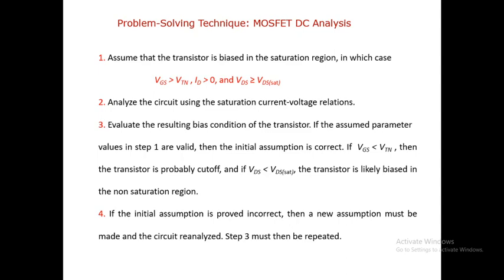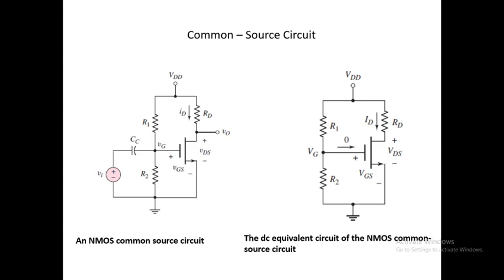So analyze this circuit, and step 3 must be repeated. So this is how we can solve the numericals on MOSFET DC analysis. This circuit represents the common source amplifier because input is given to the gate terminal and output is taken from the drain terminal. So the remaining terminal, that is source, is common.